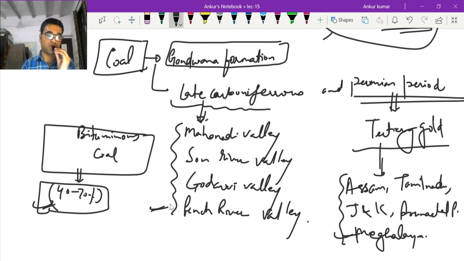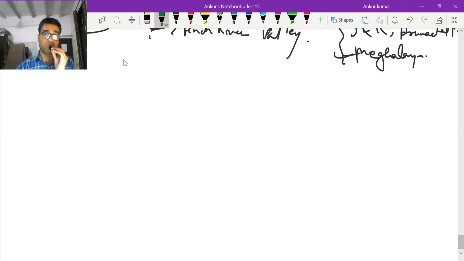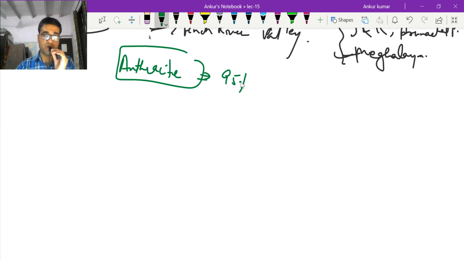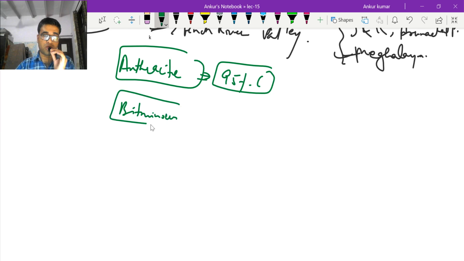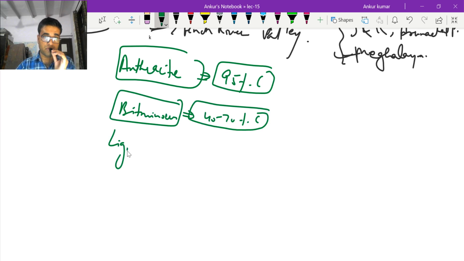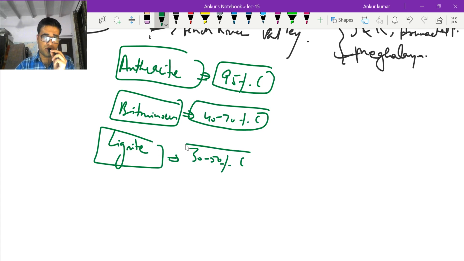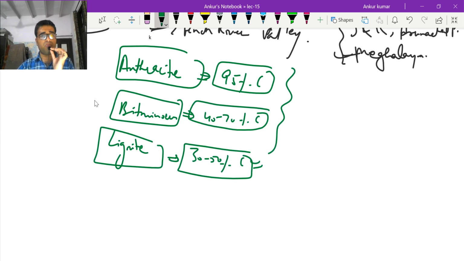But this is not the highest quality coal. The highest quality coal is the anthracite coal, which is not found in India, basically, right? Anthracite is the highest quality coal. In this anthracite, 95% carbon content is there. However, in case of bituminous, which is mostly found in India, as I said, 40 to 70% carbon content is there. The low quality coal, that is lignite, which is basically tertiary formation, in it carbon content is 30 to 50%. But we will mostly focus on these two categories because they are found in India.